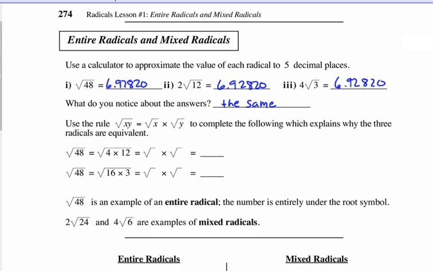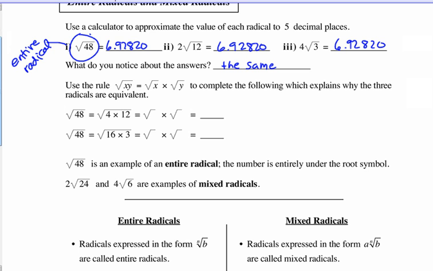So root 48 is what we call an entire radical. Okay, the other two are mixed. Now only one of them is fully simplified, and the 4 root 3 is fully simplified, and we're going to talk about why in a second. So we're going to use this rule. So root 48, we could write it as 4 times 12. So root 4 times root 12, and what's the square root of 4? It's 2, so 2 root 12.